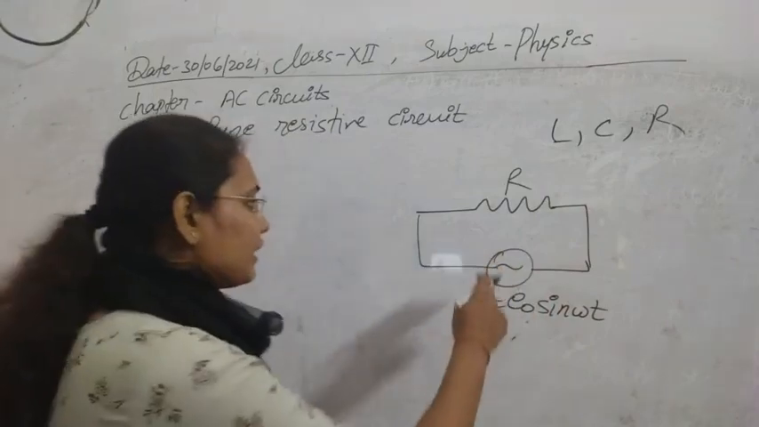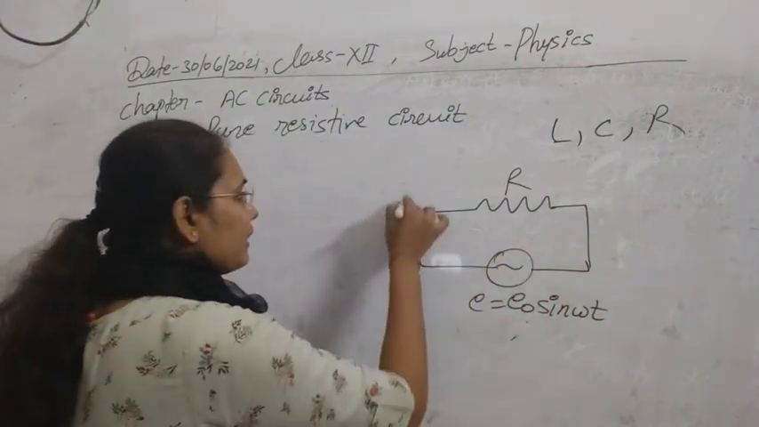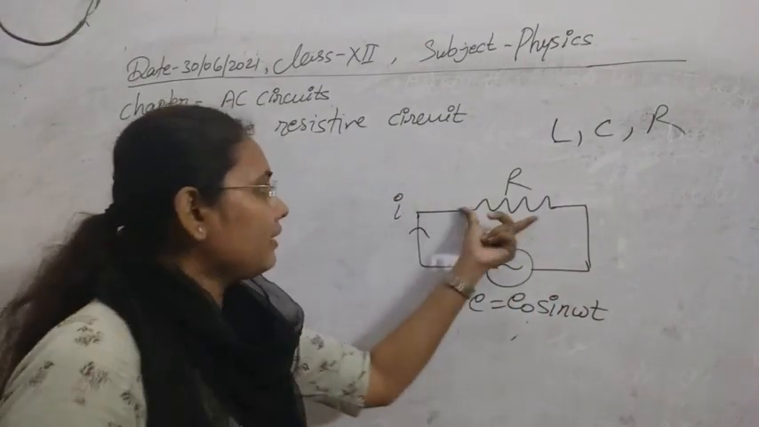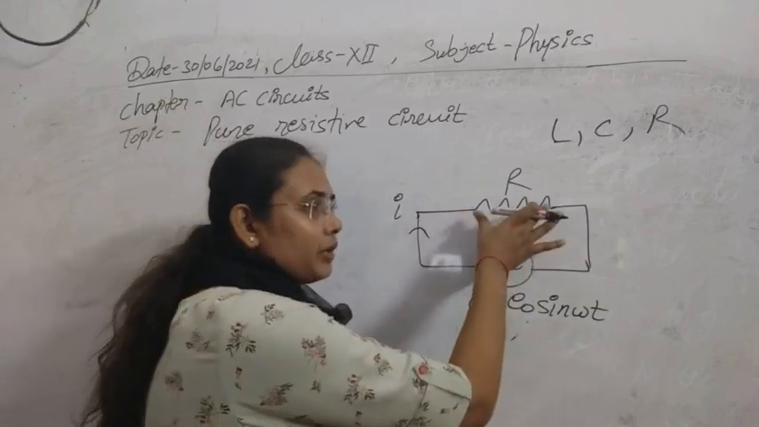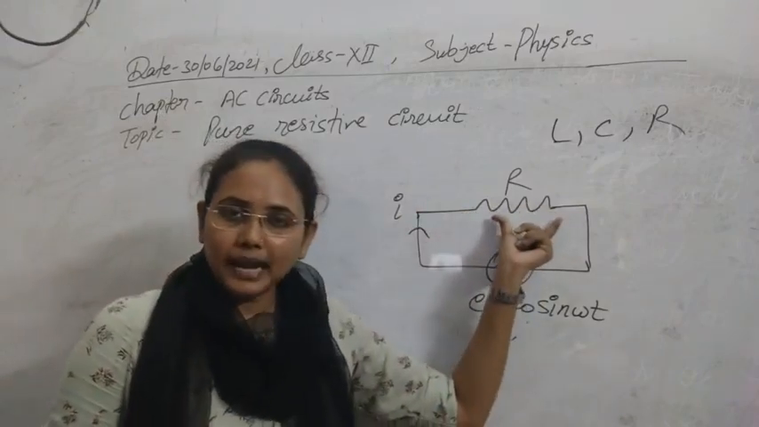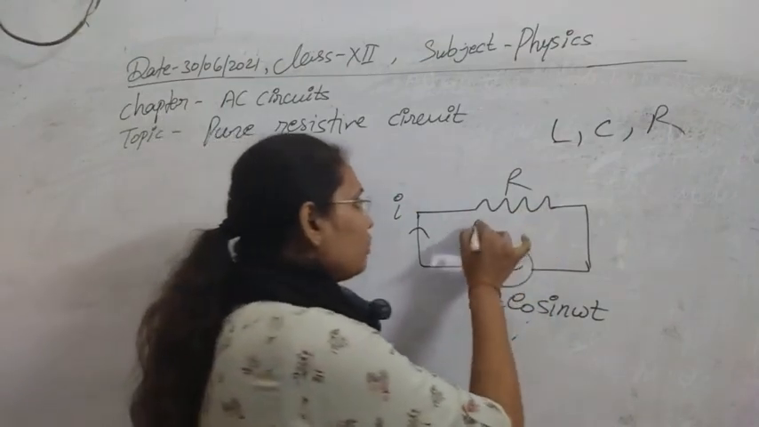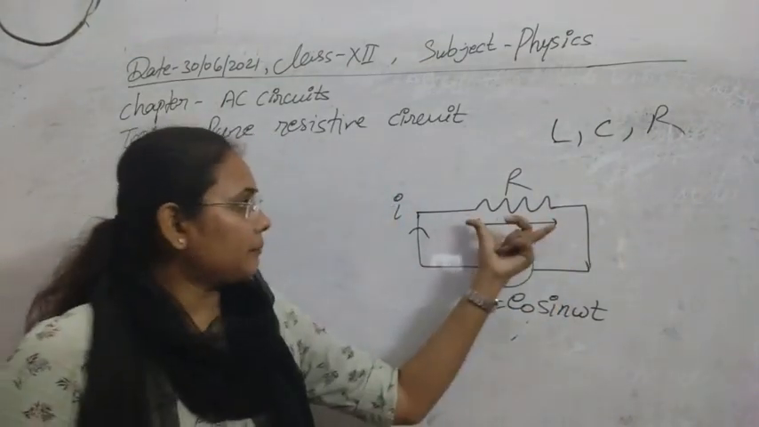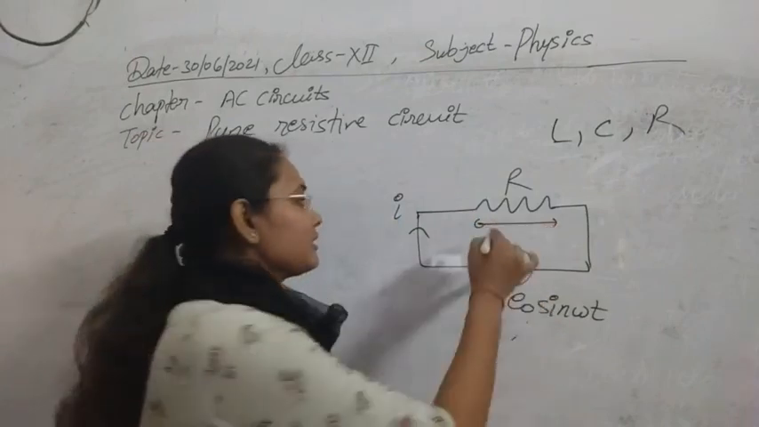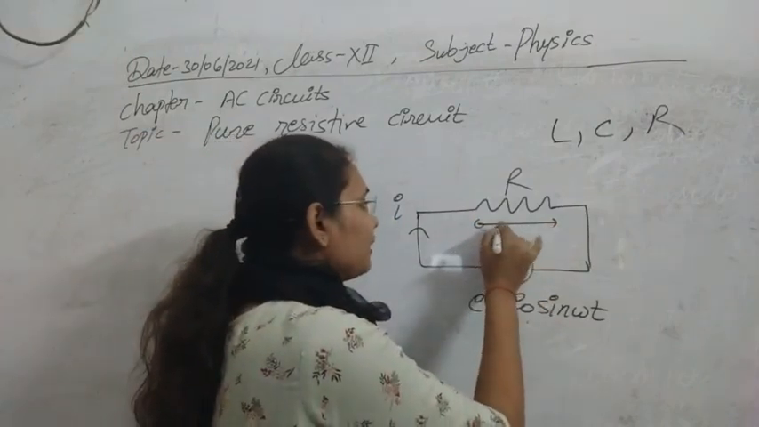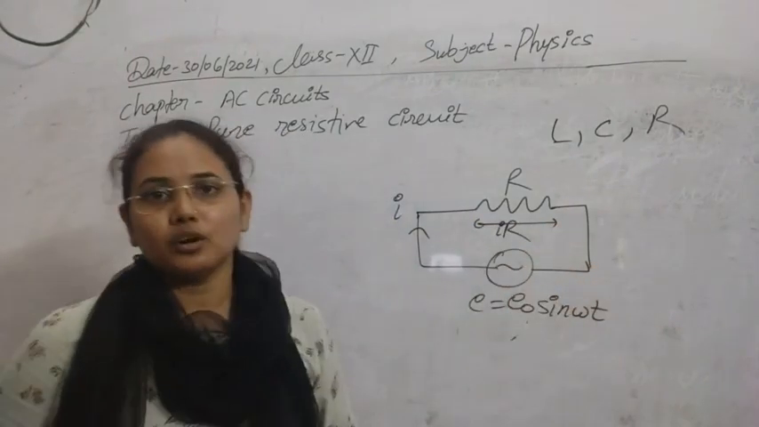Now in this resistive circuit, whenever we apply this, some current will flow, and due to this current some potential will be dropped, and that potential drop can be calculated using Ohm's law. So according to Ohm's law, the potential drop across the ends of the resistor is given by V is equal to I into R. This is the IR potential drop we get.